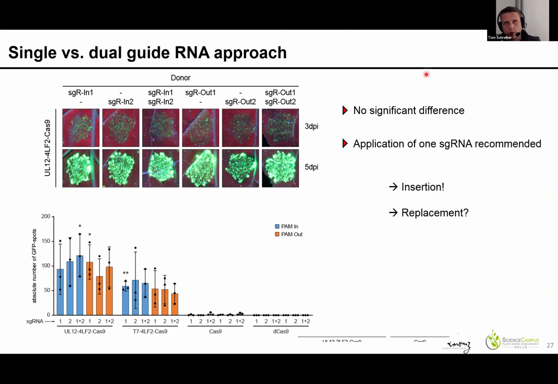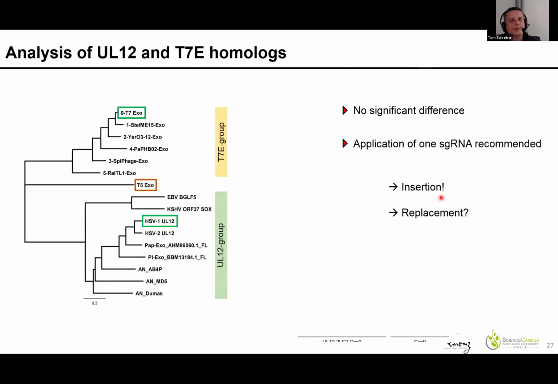And for a simple knock-in, which means you open a sequence and knock in something, we would recommend that 1 guide RNA is sufficient. But sometimes it depends on what you want. If you want to replace a larger fragment with another one, maybe it is beneficial to have 2 guide RNAs. We currently have some experiments to address these questions, but we are still in the process of learning for this.